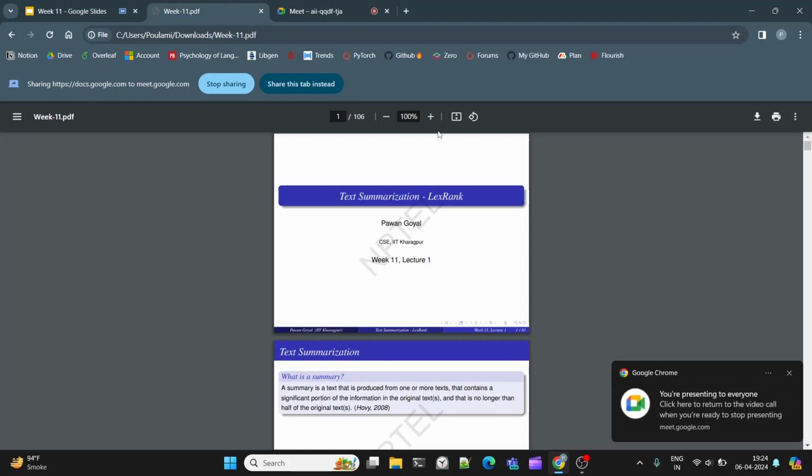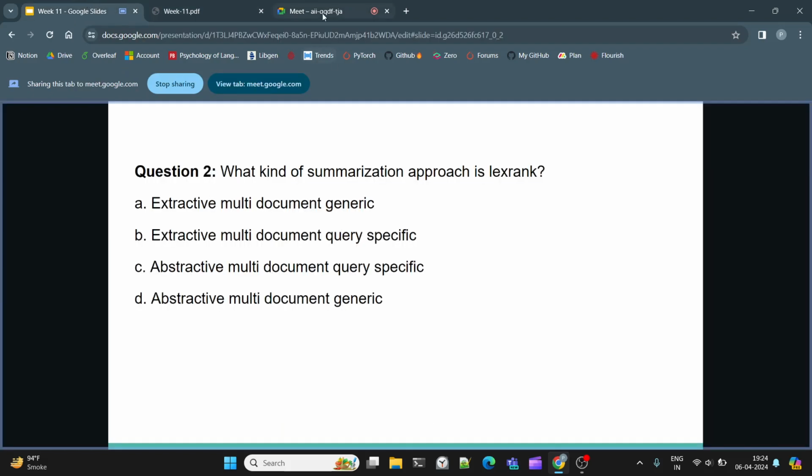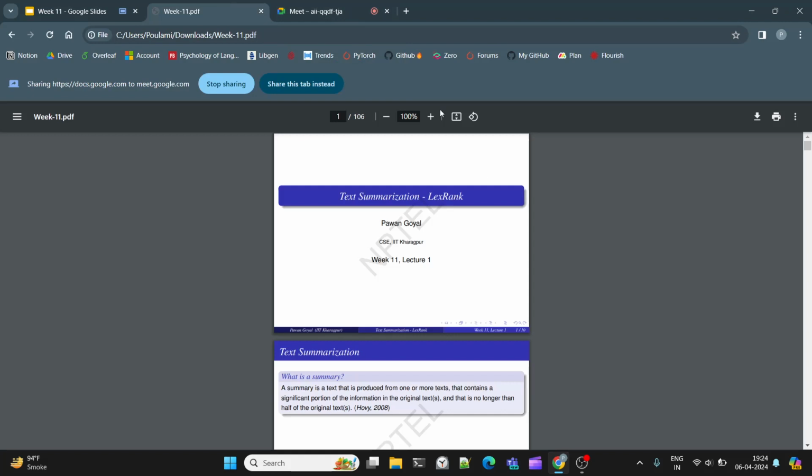But in the algorithm that you see, the sir had shown different documents, and for each document, sir had represented it. So maybe from there, this question was asked. So it is not a restriction that we should use this only for multi-document. Multi-document is okay.